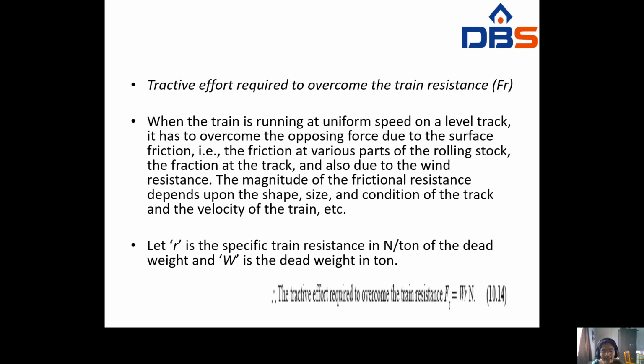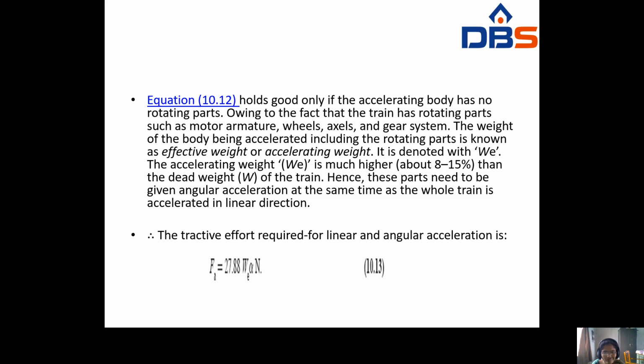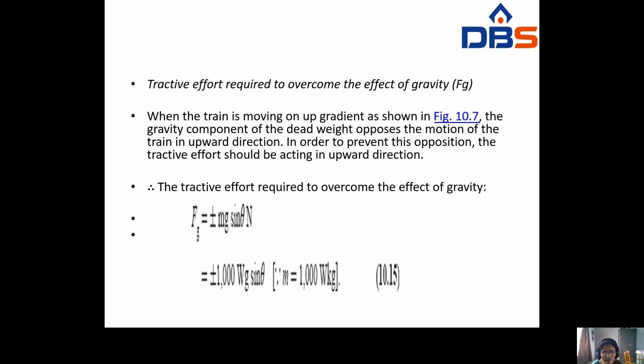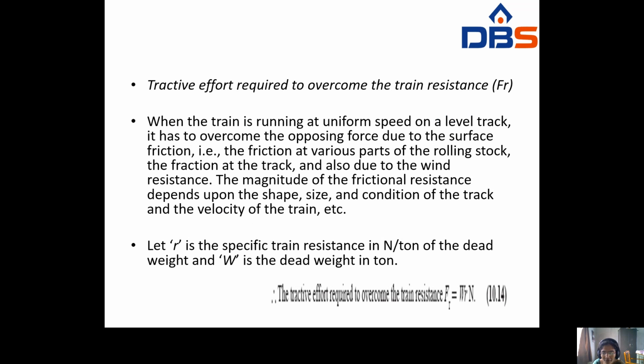Next one. First you have to see the tractive effort required to overcome the train resistance, Fr. See here, when the train is running at uniform speed on a level track, it has to overcome the opposing force due to surface friction.